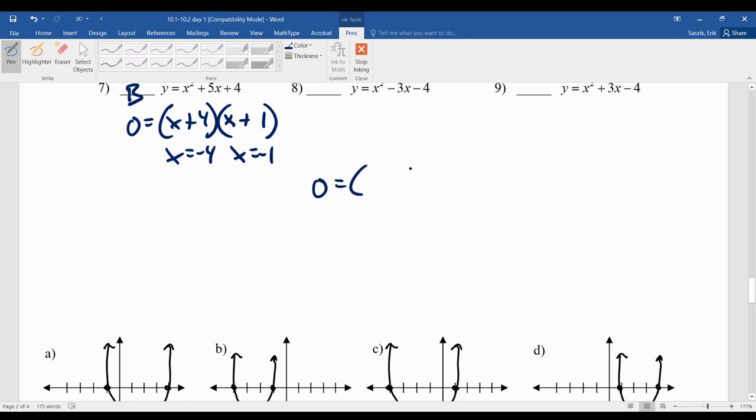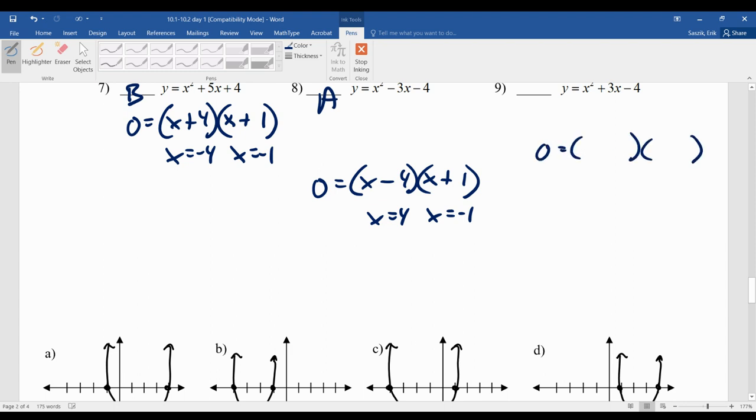This one here, no GCF. I get x equals -1, x equals +4. And you see 1, 2, there's the +4, there's the -1. That's A. (x + 4)(x - 1). This would be x equals 1, x equals -4. There's the -4, there's the 1. That's C.